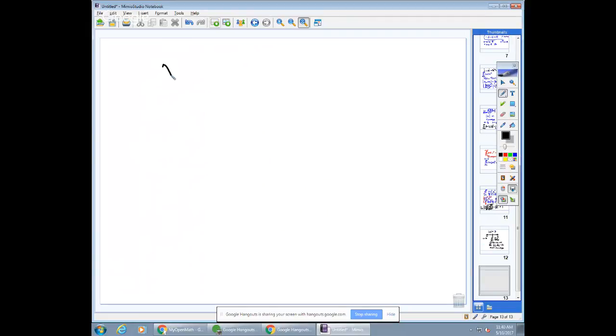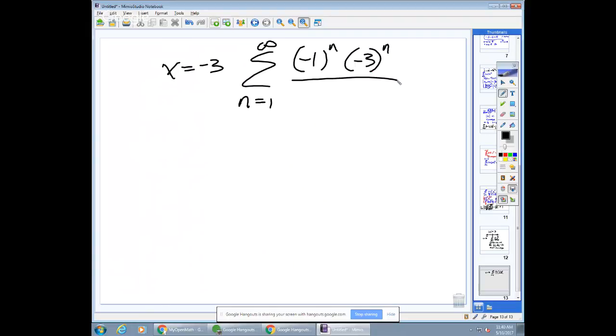On the left side, I'm saying x is negative 3. So then I'll get the sum as n goes from 1 to infinity of negative 1 to the n. I'm replacing x with a negative 3. In the denominator, I have a 3 to the n times n squared plus 5. What can I say about that pair? They have the same power, right? So that means you can rewrite them as a single fraction.